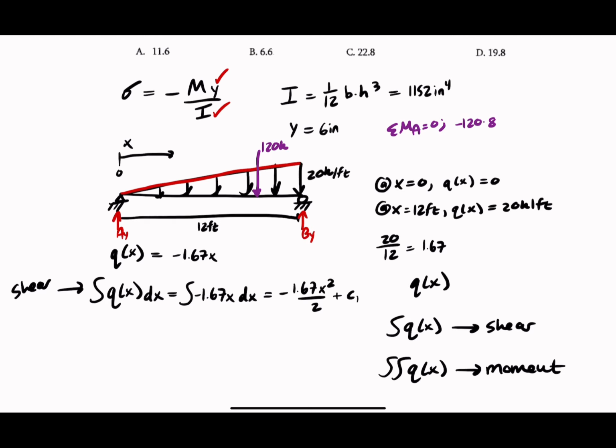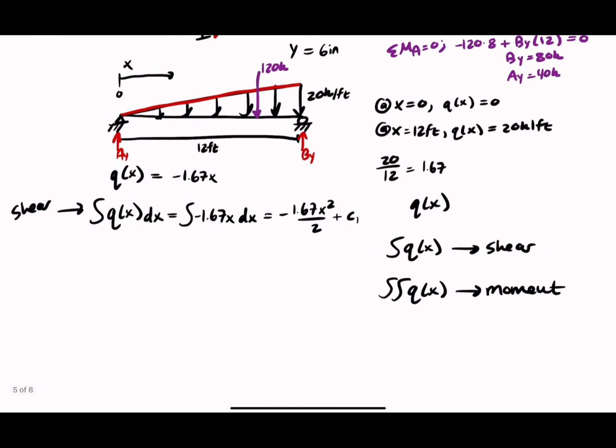And then we want to do plus By times the full 12 feet. And then so By should equal 80 kip-feet, or 80 kips. That means Ay should equal 40 kips. So we found our reactions. So that helps us a lot.